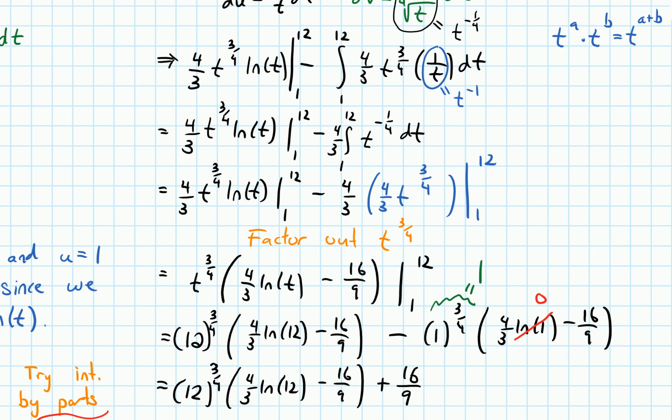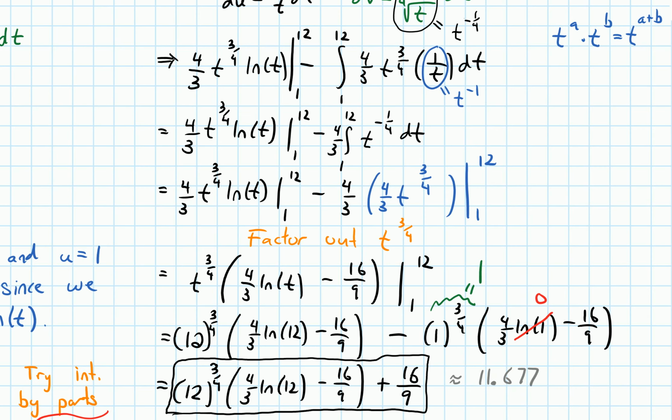So if I was asking you to work this out without a calculator, this is the point where it would be okay to stop. We have done our antiderivative, we have plugged in our numbers, and we have simplified it kind of as much as we can without a calculator. If we were to use a calculator and round this to about 3 decimal places, we end up getting, this is about 11.677.